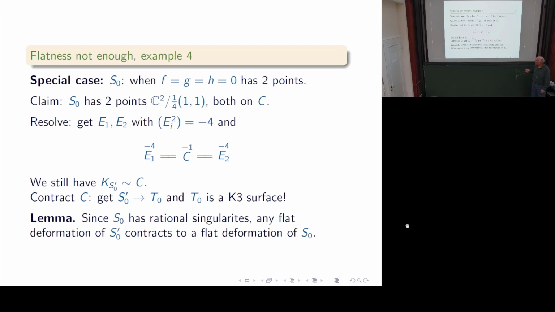Now, since this S0 has rational singularities, any flat deformation of a resolution of it contracts to a flat deformation of S0. So for non-rational singularities, there could be some embedded point problems, but for rational singularities, you do not. And so now what is it? It's a K3 surface blown up at one point. So now, for instance, I can start with this K3 and deform it in a non-algebraic direction, where all the curves vanish. So that means when there's E1 and E2, that they vanish. The contraction map just has to be an isomorphism there. There's nothing to contract.